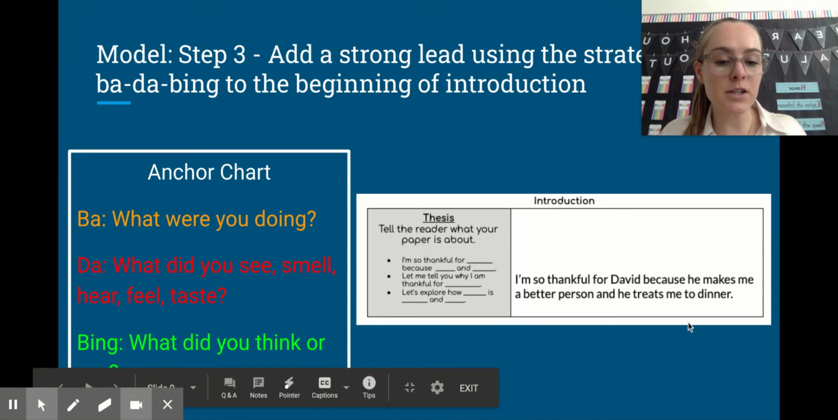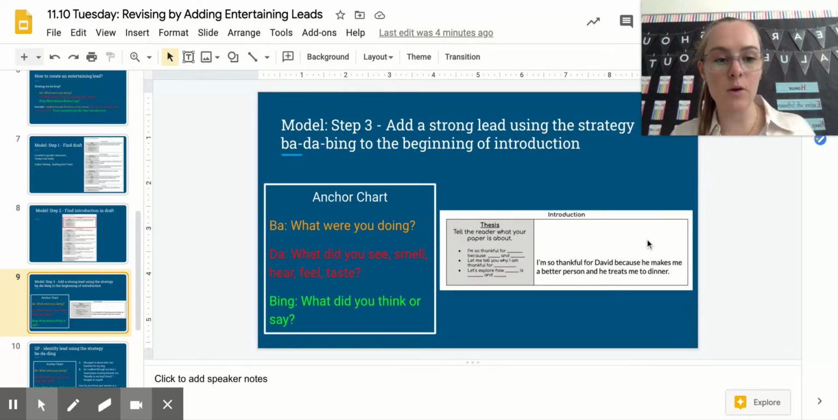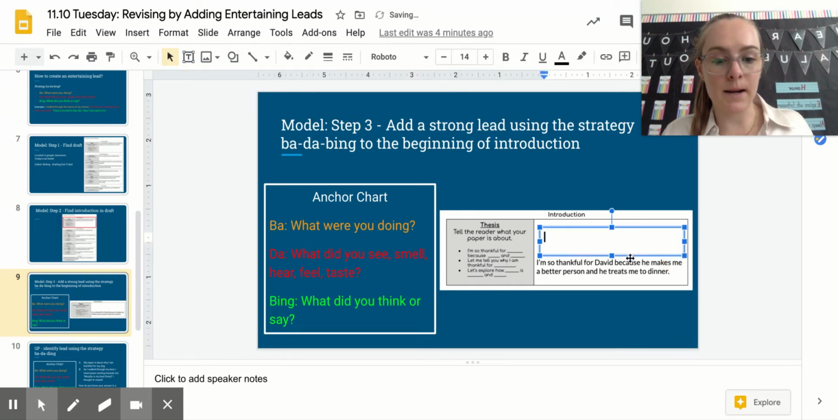So here's my introduction, and so far it reads, I'm so thankful for David because he makes me a better person and treats me to dinner. But I need to add a strong lead. The strong lead comes before my thesis. It comes what? It comes before. So this is how we are going to start our writing. So I'm going to model how to create the strong lead using the strategy bada bing.